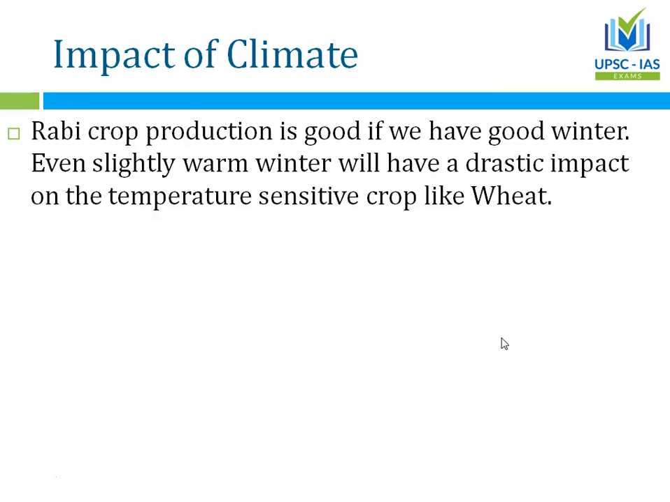So, impact of climate. Now I'll give you some practical and realistic examples, which you generally won't find in books. Rabi crop. I have talked about it in daily current affairs analysis. Basically, Rabi crop is, dear friends, a crop of winter season. In short, all the crops that we grow in winter season are called Rabi crops.